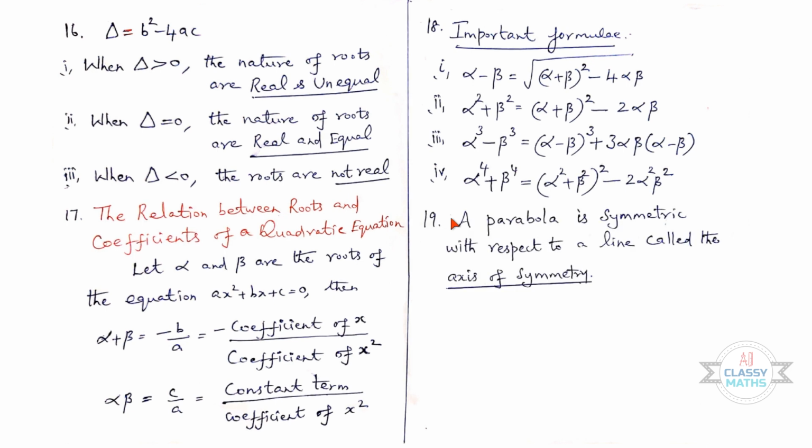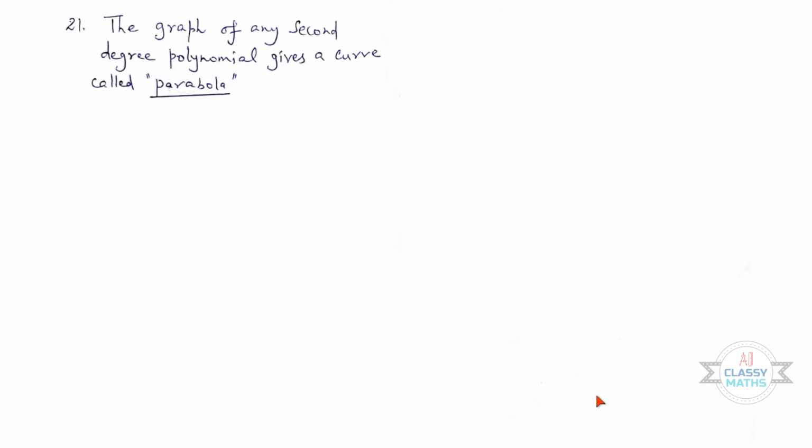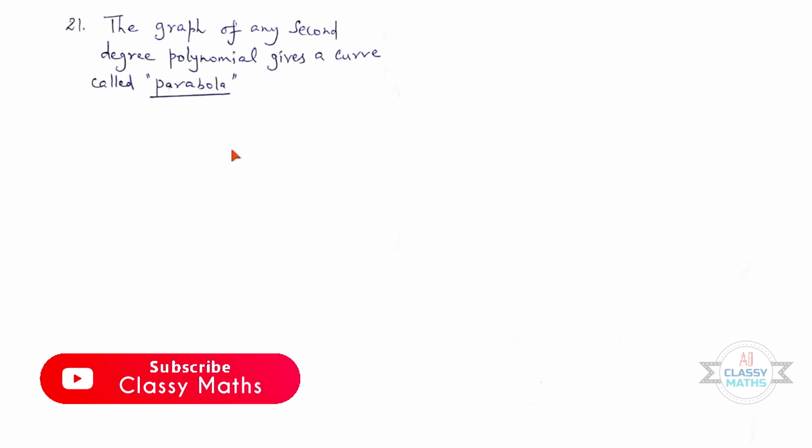19th one, a parabola is symmetric with respect to a line called the axis of symmetry. 20th one, the point of intersection of the parabola and the axis of symmetry is called as the vertex of the parabola. 21. The graph of any second degree polynomial gives a curve called parabola.